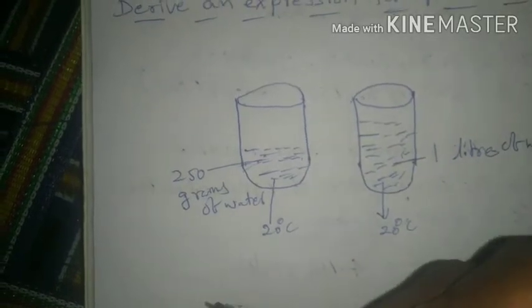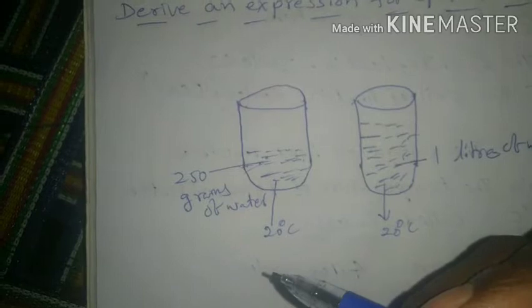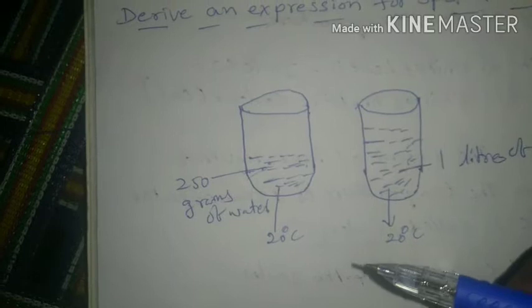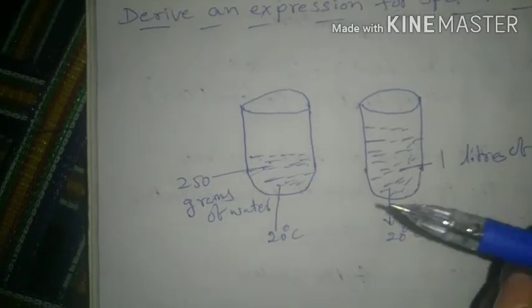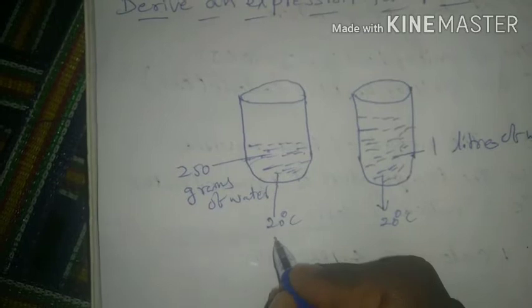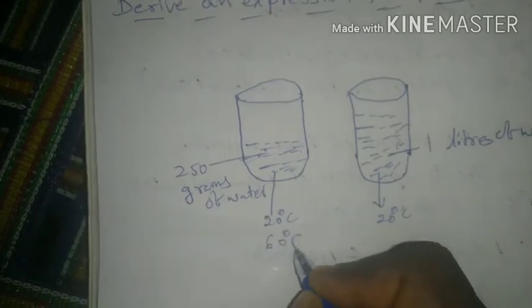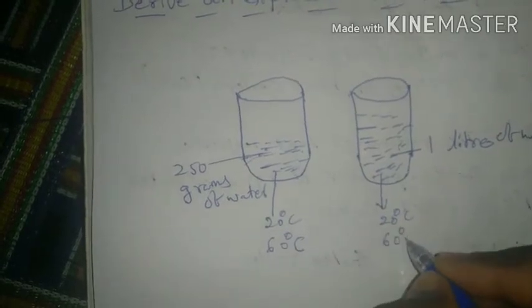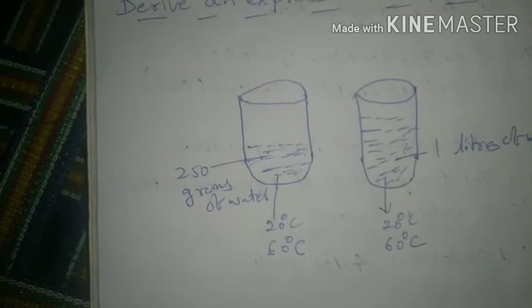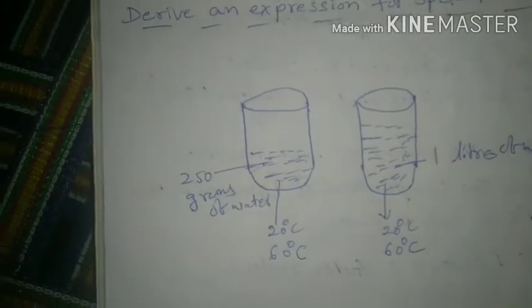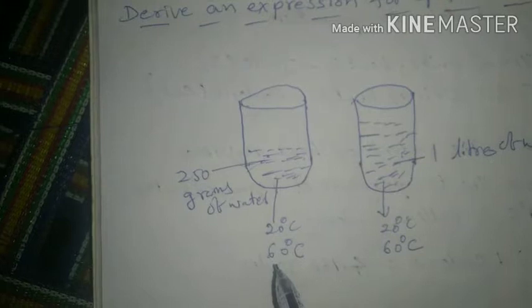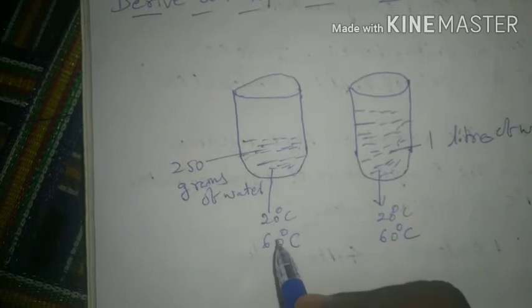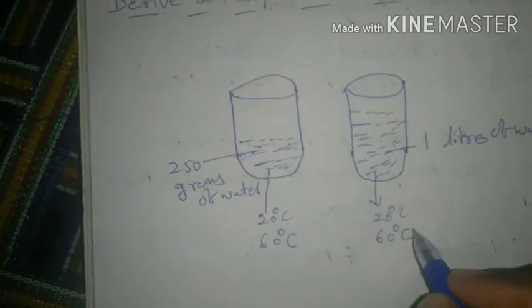Now heat both beakers till the temperature of the water in the two beakers rises to 60 degrees Celsius. First beaker up to 60 degrees Celsius and second beaker also 60 degrees Celsius. Note down the heating time required to raise the temperature of water to 60 degrees Celsius in each beaker.